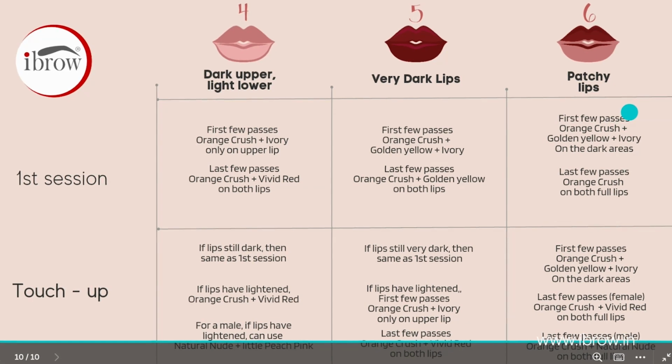Now if we talk about patchy lips, you know, some areas are dark, some areas are light, relatively there is no specific pattern to it. Usually the upper lip will be darker, corners of upper as well as lower lip will be darker. Sometimes only the border will be darker and the inner side will be lighter. Various kinds of color combinations you will find.